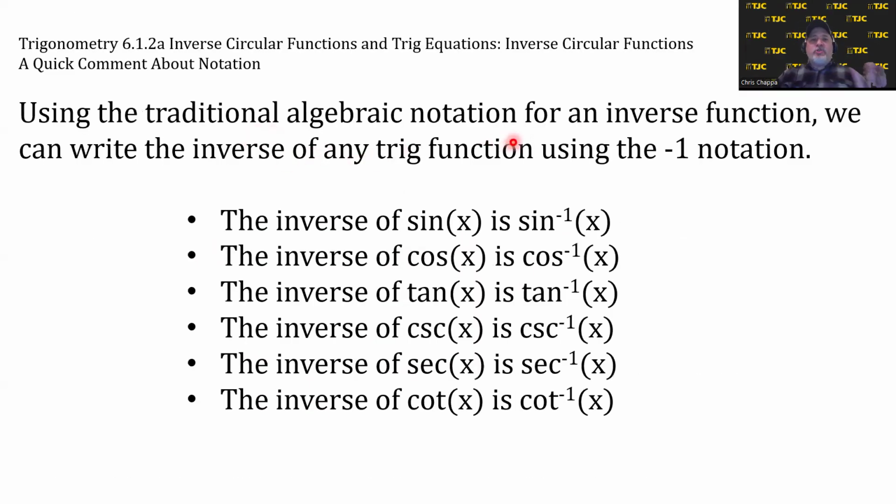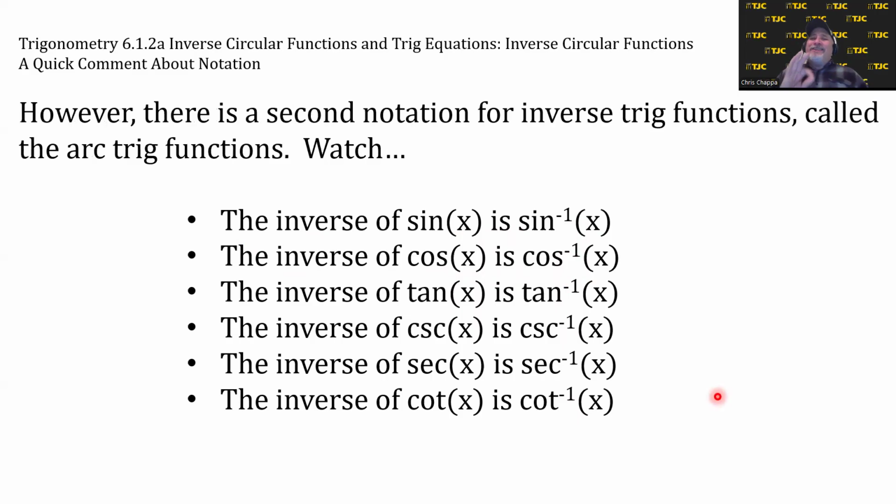Now, using the traditional algebraic notation for an inverse function, we can write the inverse of any trig function using the -1 notation, such as the inverse of sine of x is sine inverse of x. The inverse of cosine of x is cosine inverse of x. The little -1 is read as inverse, and we can do it for all 6 trig functions, 5 of which we'll get to soon. We've already analyzed sine.